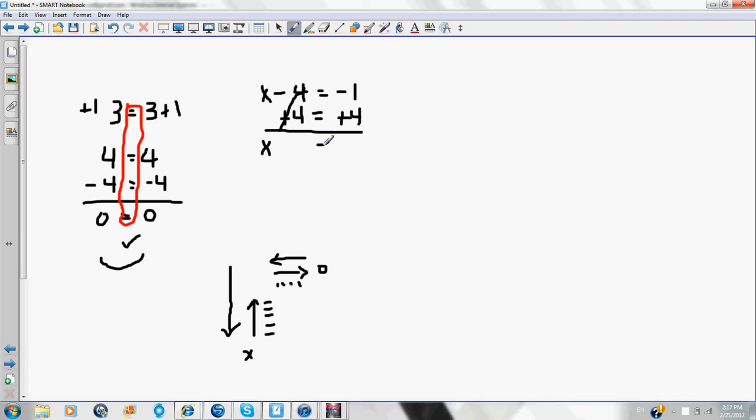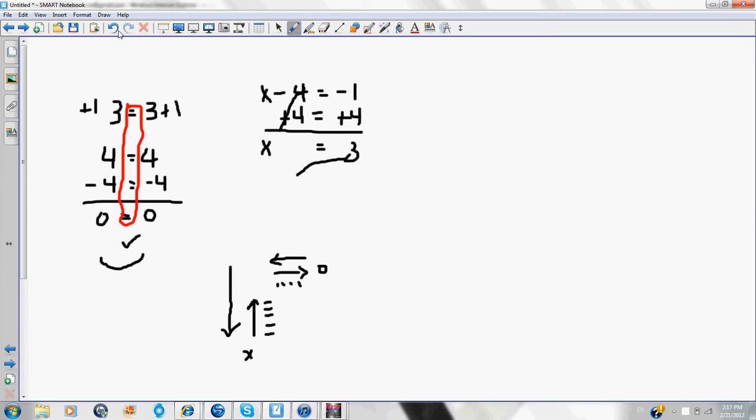We put our equal sign, and over here we've got a positive and a negative. A positive and a negative, when you have different signs, you get the difference between the two numbers. The difference between 4 and 1 is 3, and you keep the sign of the larger number. The larger number in this case is 4, and it's positive, so your answer is positive 3.